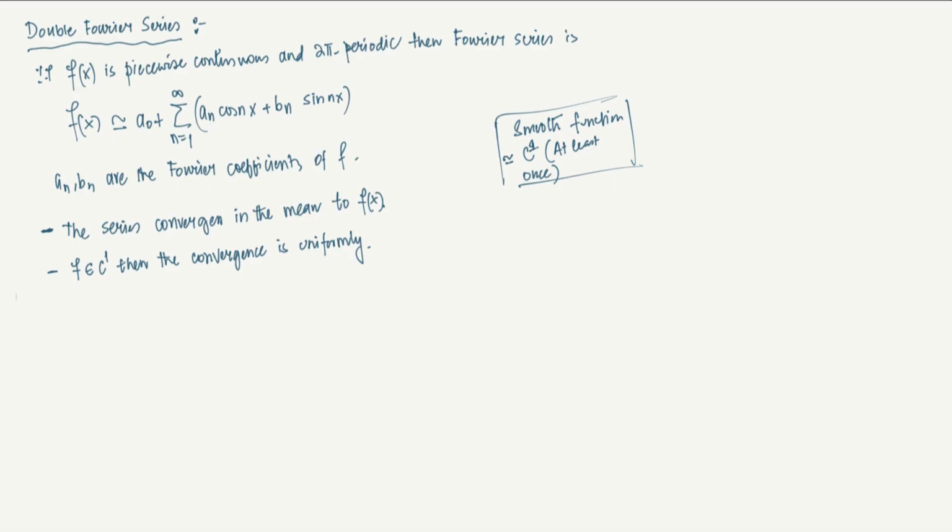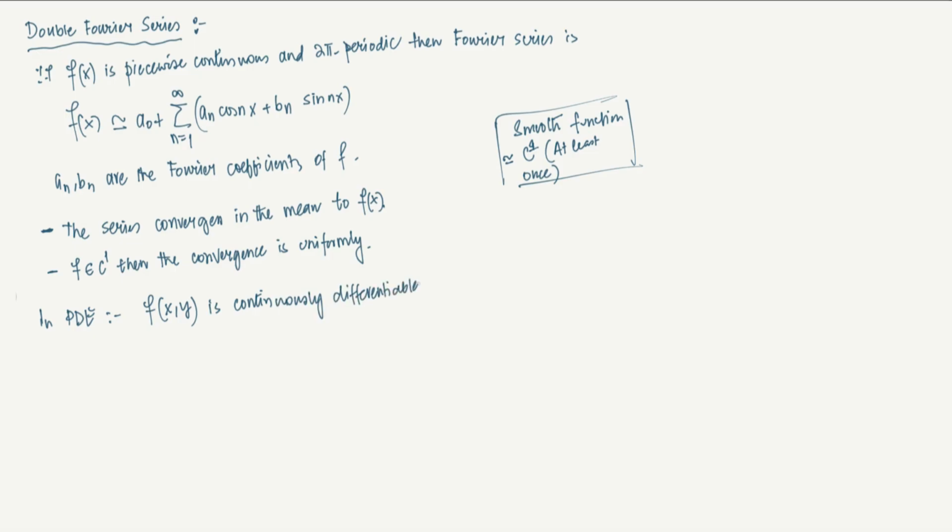Now let's understand what we mean by double Fourier series. In PDE, we talk about partial derivatives, so we talk about two variable functions, with variables x and y, f of x, y. For now, let's just assume that this is continuously differentiable.